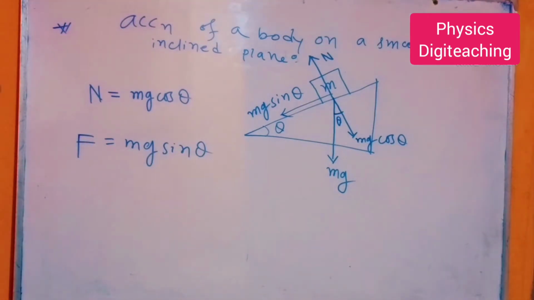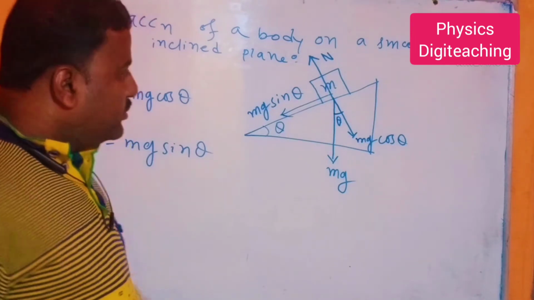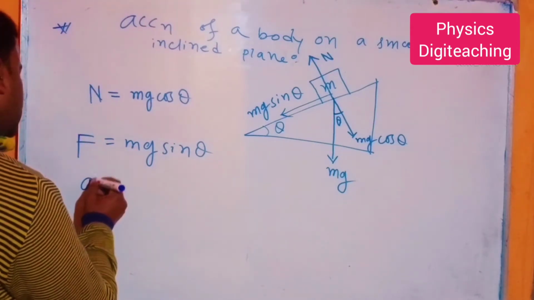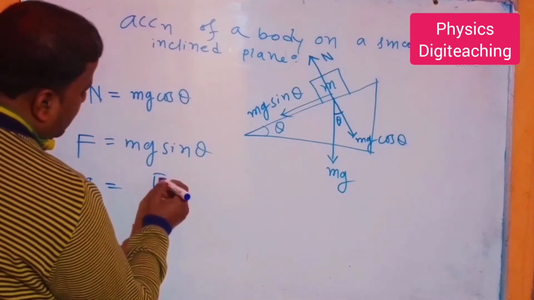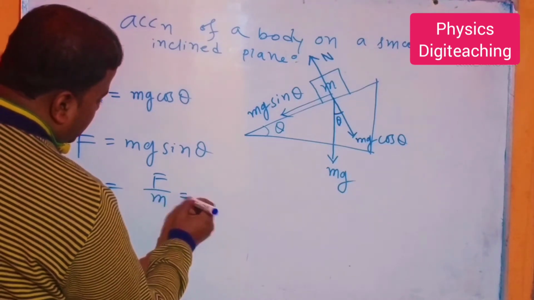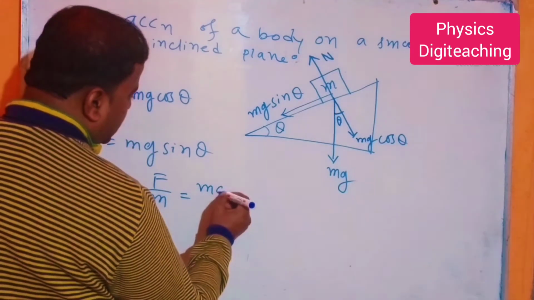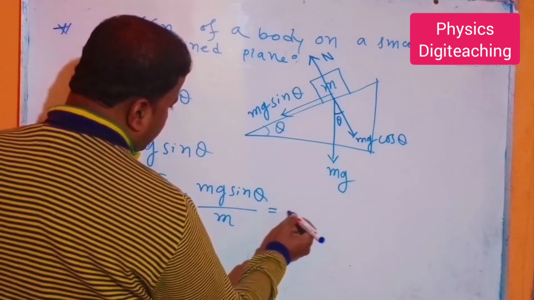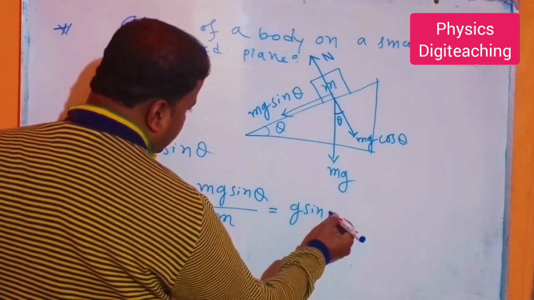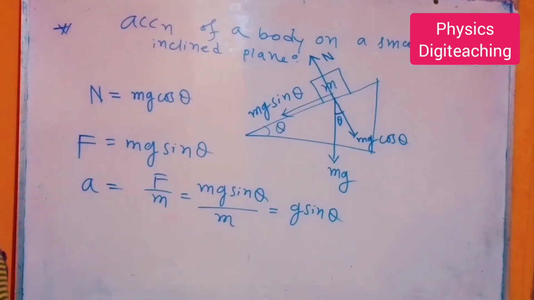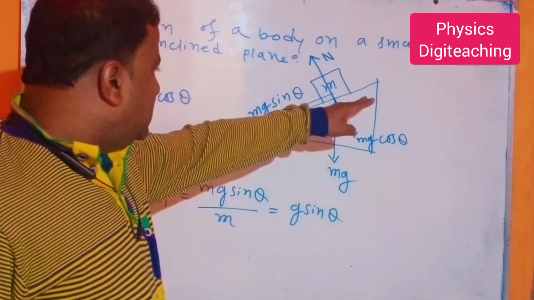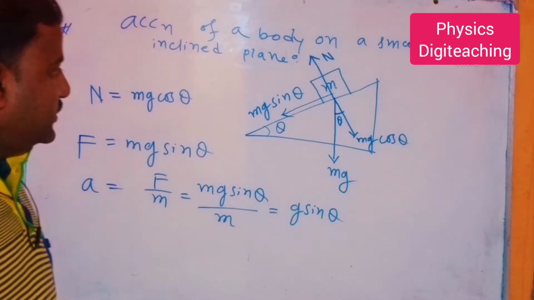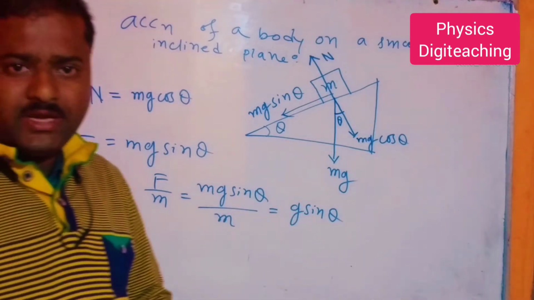For this force, the body m moves downwards with an acceleration, and this acceleration a is given by force by mass. Here force mg sin theta, the mass m, therefore we get g sin theta. Then the acceleration along an inclined plane is a equal to g sin theta. Okay.